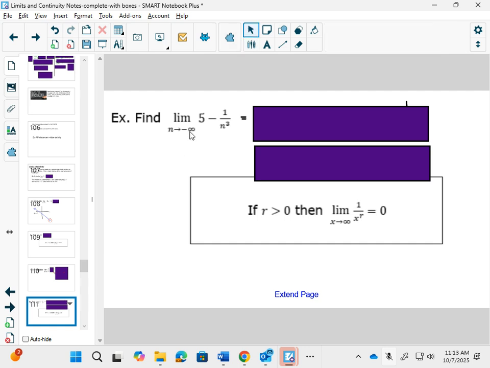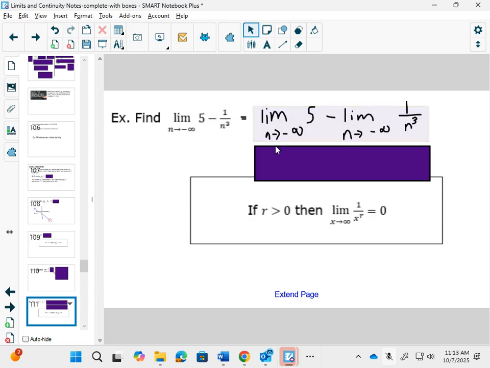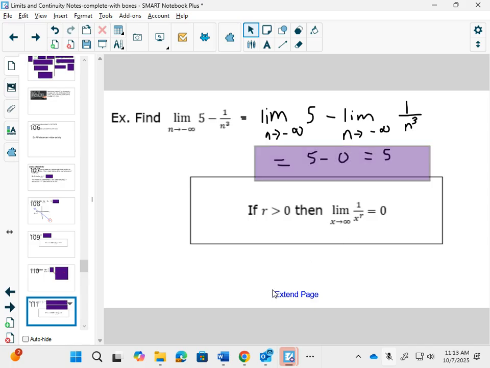What's the limit as n goes to negative infinity of this? Well, you can start breaking things up. You can do this part separate. That's always going to be 5. If you have the number 5, it doesn't matter what n is going to, it's going to be 5. And this part separate. Well, if n gets really, really big, positive or negative, this will get close to 0. 5 minus 0 is equal to 5.